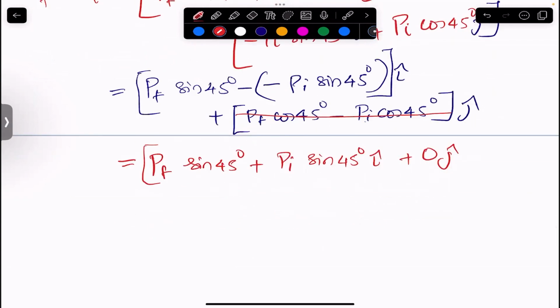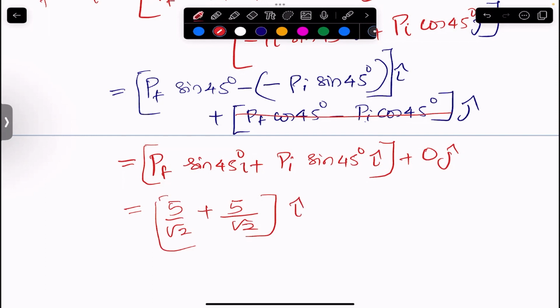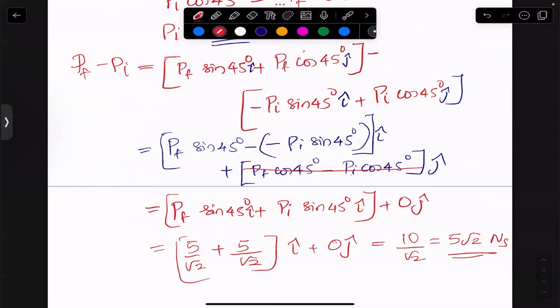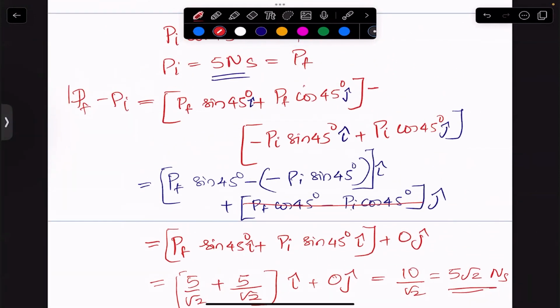What is Pf sin 45 and Pi sin 45? Pf is equal to 5, sin 45 is 1 by root 2. Pi is again 5 by root 2 i cap plus 0 j cap, which is equal to 5 plus 5, 10 by root 2, which is equal to 5 root 2 Newton second. So this is how we find the change in magnitude of the momentum.